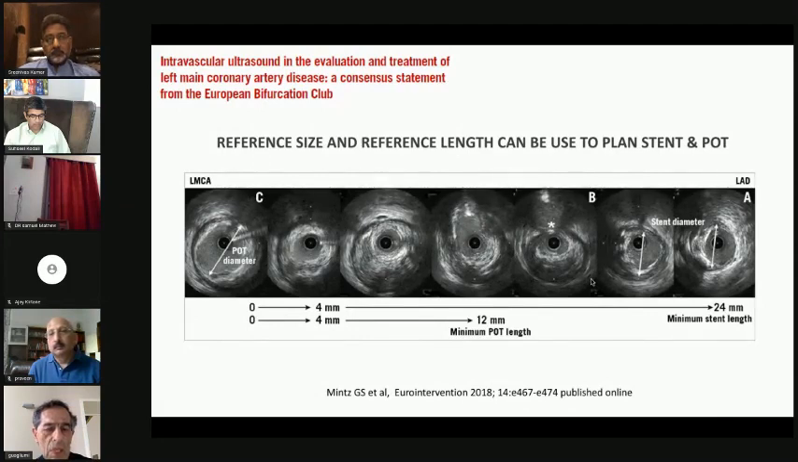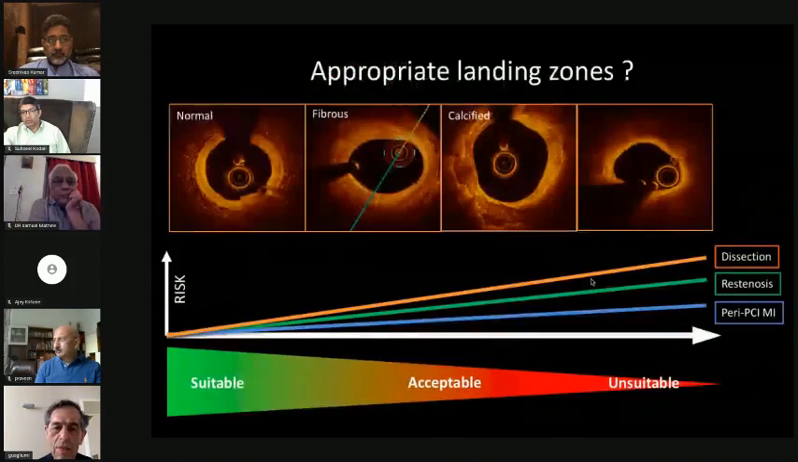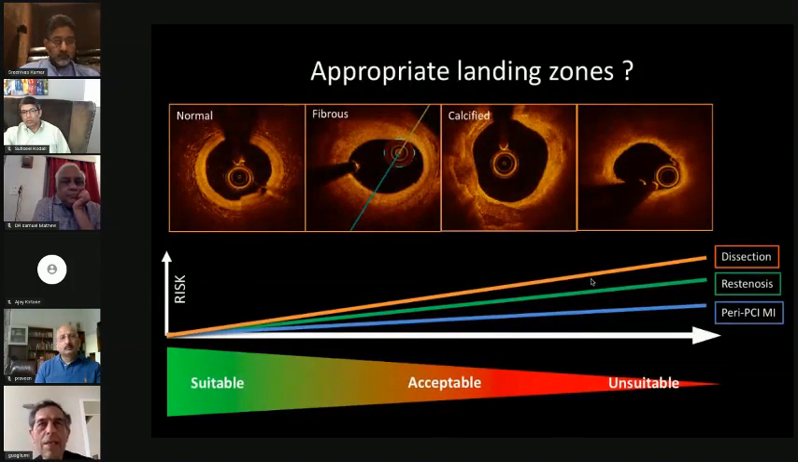And the proper use is based upon not only imaging, but measurements. And the measurements can be practically applied to the left main to detect where to implant your stent, so the landing zone, and then also to guide the size of the stent and then guide the POT intervention. OCT is doing more or less the same.